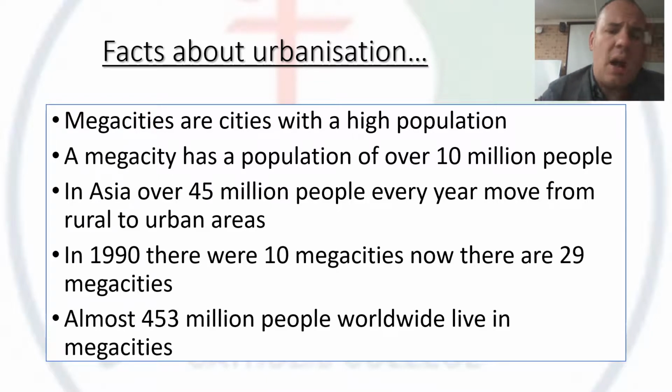In Asia, over 45 million people every year move from rural to urban areas. That's almost double the population of Australia moving from rural to urban areas every single year. In 1990, there were 10 megacities. Now there are over 29. Almost 453 million people worldwide live in megacities.